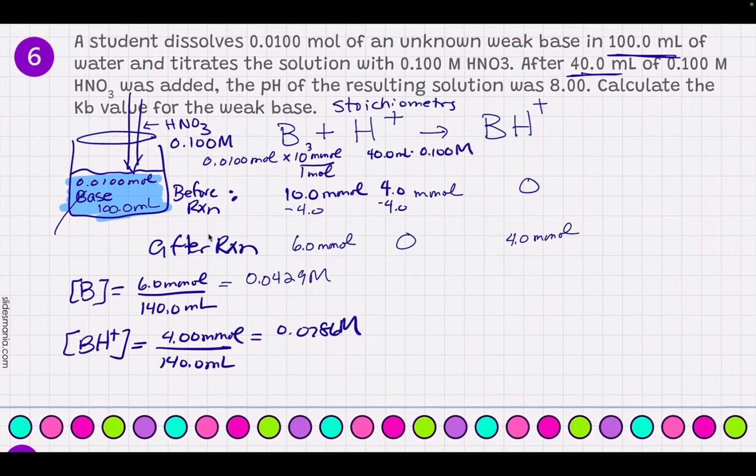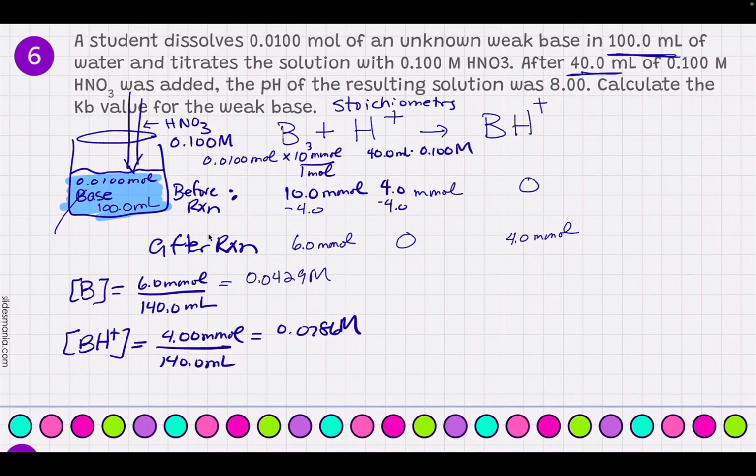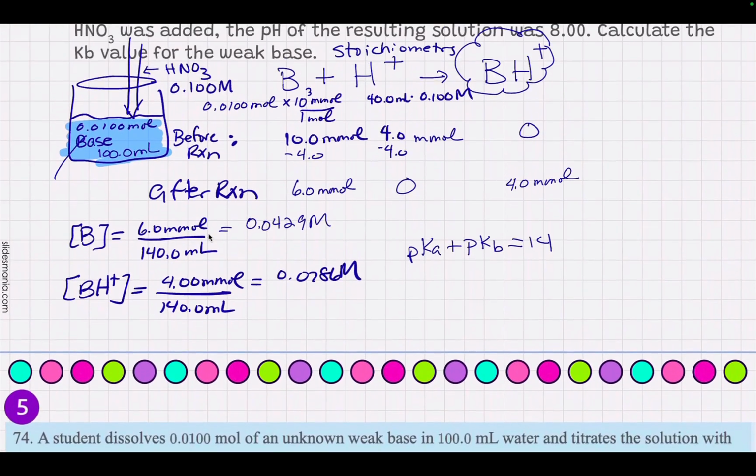I can do this in quite a few different ways. I want ultimately to get the Kb. I could use the Henderson-Hasselbalch equation and calculate the pKa, and then I know that pKa plus pKb equals 14. But I'm going to do it by thinking about the weak acid controlling the pH.